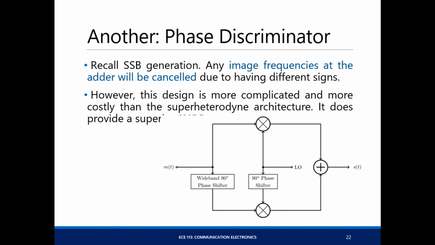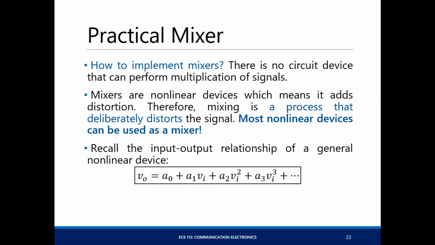Another solution is the use of your phase discriminator. But this design is more complicated and more costly than your superheterodyne architecture. Okay? However, it provides a very large image rejection ratio. Because ideally, your image will be completely cancelled at the adder. Right.